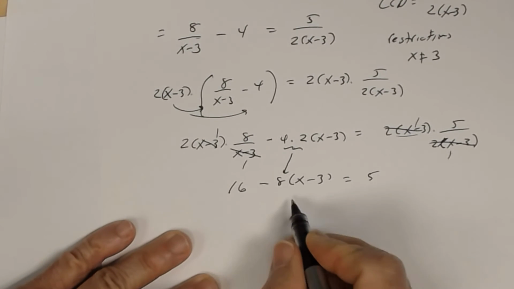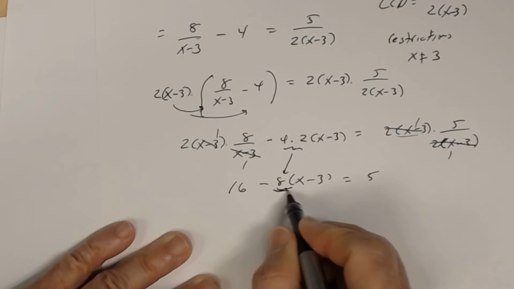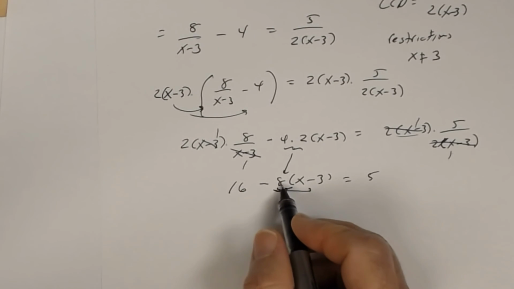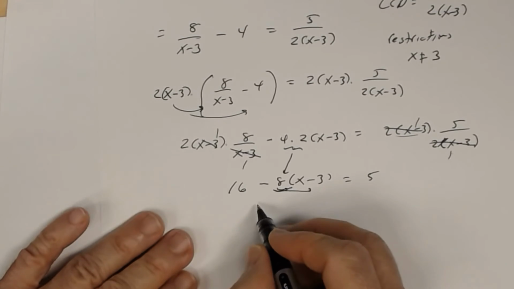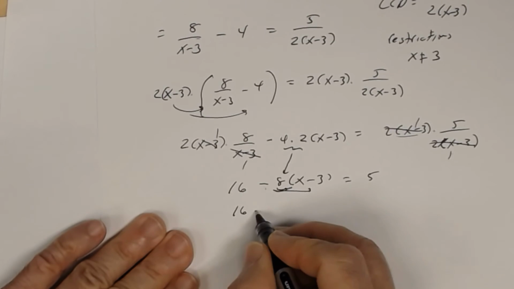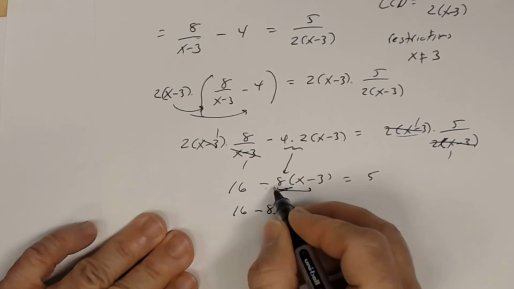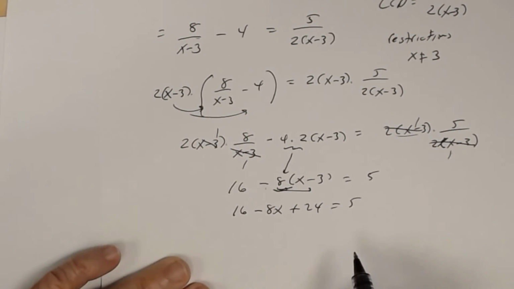Now at this point, you've got to distribute first. Don't say 16 minus 8 is 8. You have to distribute first. Because remember, in terms of the order of operations, you do multiplication before subtraction. So I get 16. I'm going to distribute the negative 8. Negative 8 times x is a negative 8x. Negative 8 times a negative 3 is a positive 24, equal 5.